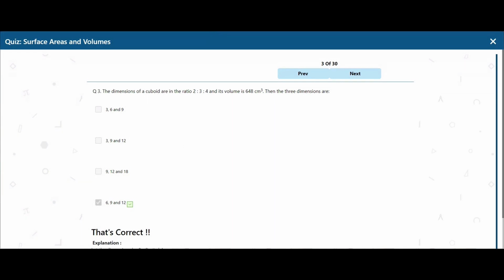Next, Danaya. Yes, ma'am. Two cubes are joined together to form a cuboid such that the side of the cube is 5 centimeters. Find out the dimensions of the cuboid. Just dimensions, no area, no volume. Length, breadth, and height. Option B, ma'am.